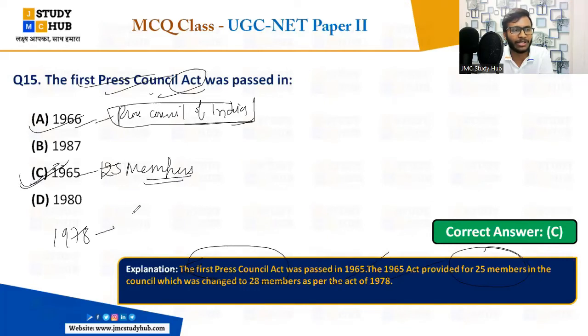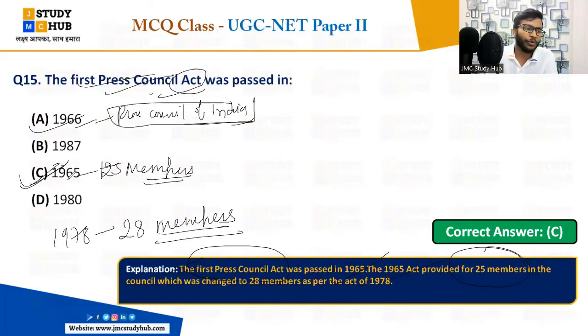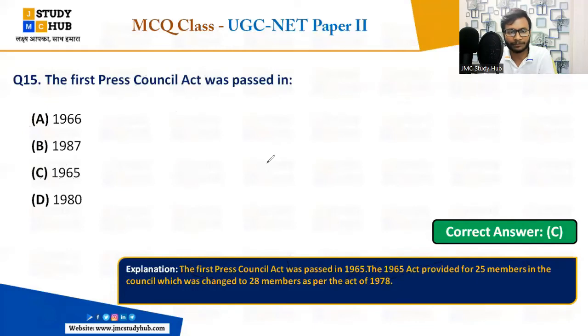1978 mein jo Act aaya, that is the Press Council Act of 1978, usmein aapka kitne members? That is 28 members. So remember it. According to the 1965 Act, 25 members, and the 1978 Act, 28 members. Sabhi logon ko clear hai, jaldi se bataenge. Everybody okay? Very good.